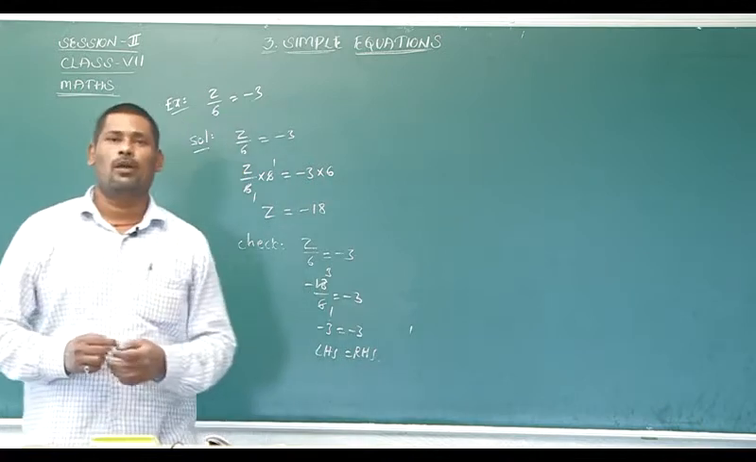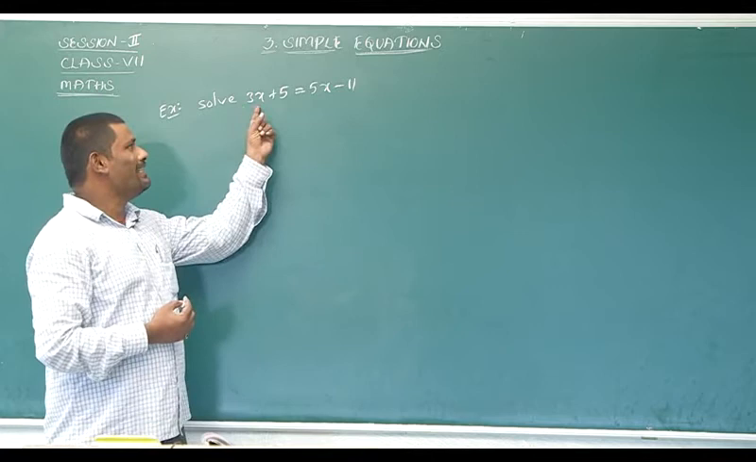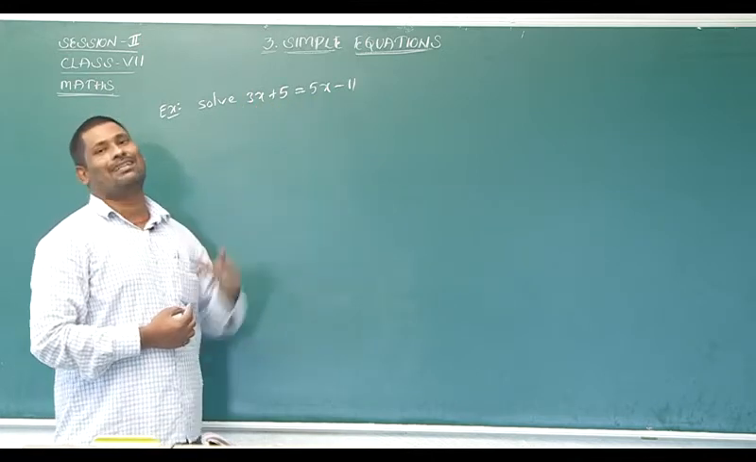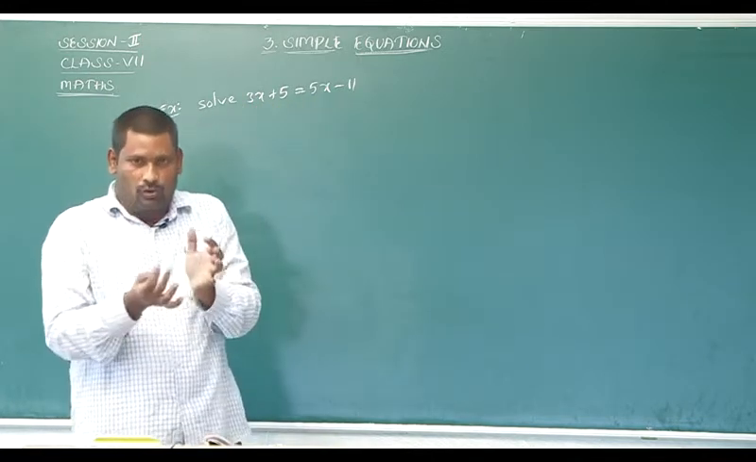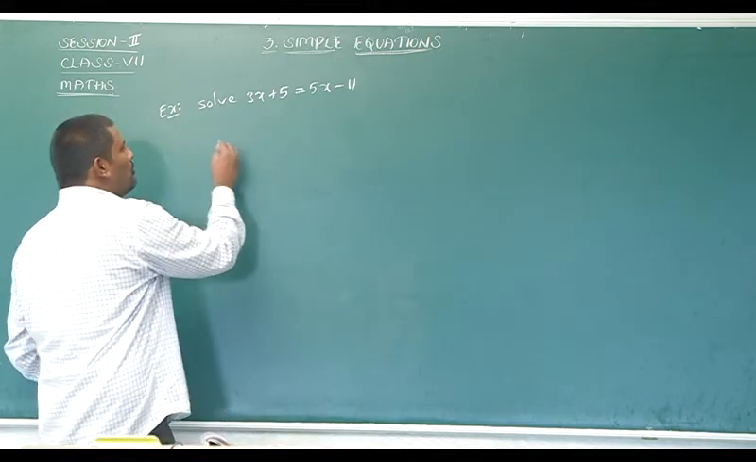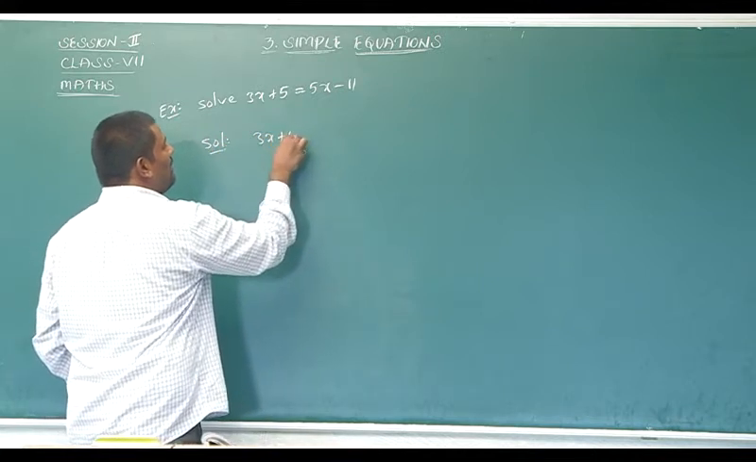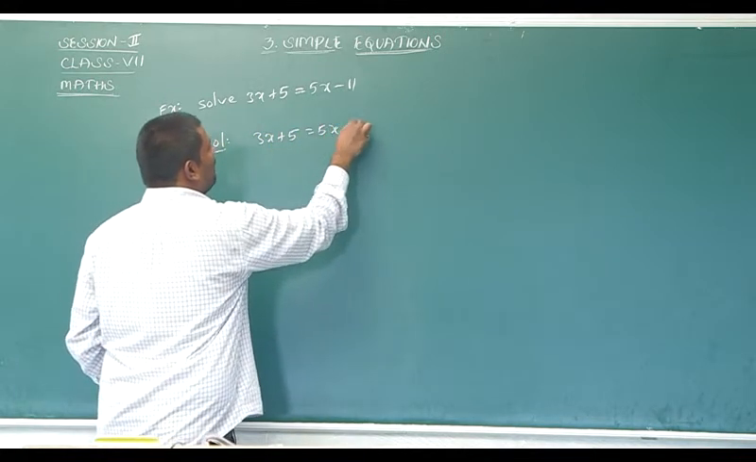Let us see the next problem. Let us see one more example problem we have here. Solve 3x plus 5 equals 5x minus 11. I told you we keep only the variable on one side and all the remaining terms we take to the other side here. So look here, solution: 3x plus 5 equals 5x minus 11 we have here.